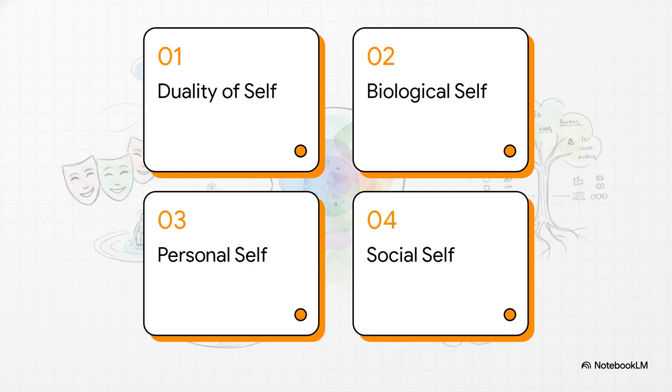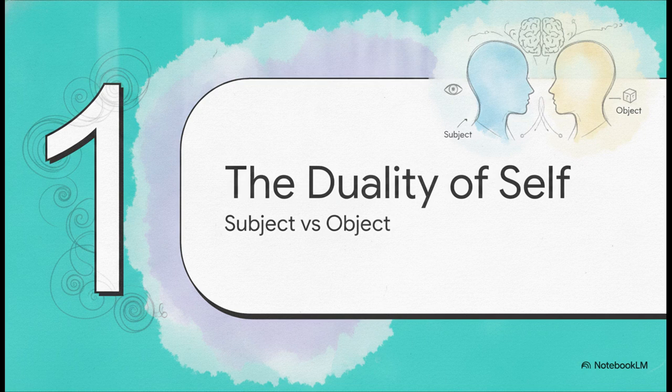To make sense of all this, here is our roadmap for today. We're looking at 4 distinct themes. 1. The duality of self. 2. The biological self. 3. The personal self. And 4. The social self. Let's get right into it. Starting with Section 1, the duality of self.